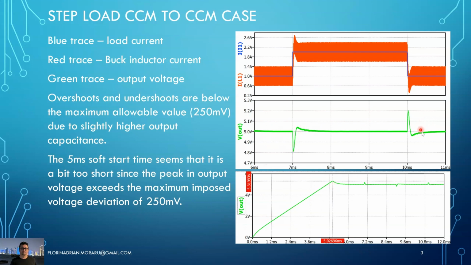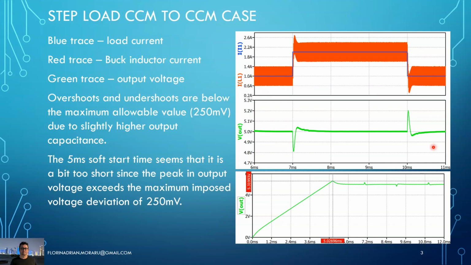And here we have a detail of the output voltage with the undershoot and overshoot during the load change. We know that we have a maximum limit of 250 millivolts, and we can notice that we have around 200 millivolts, or slightly below 200 millivolts. That's because, if you remember from the previous video or videos, we had a bit more capacitance than was needed.